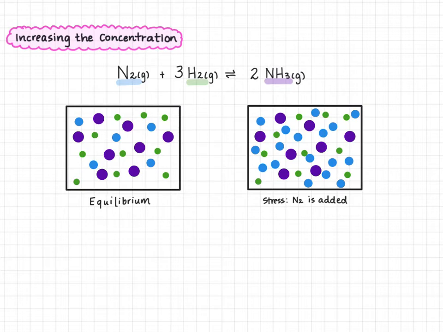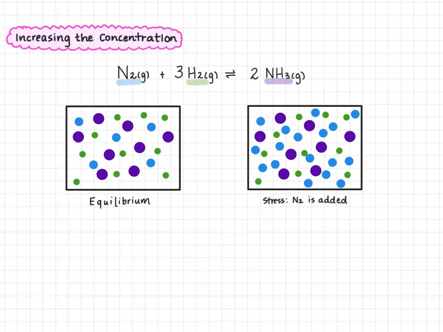So we can introduce what we call a stress. When we change something with the equilibrium system, it's called a stress. So if we add more nitrogen, we can see here now that we have lots more nitrogen present, same amount of hydrogen and ammonia. The reason that adding nitrogen is going to change our reaction rate is that now there are more molecules with which the hydrogen molecules can collide. And so this is going to increase the number of collisions that are occurring within this system, increasing the rate of the forward reaction.